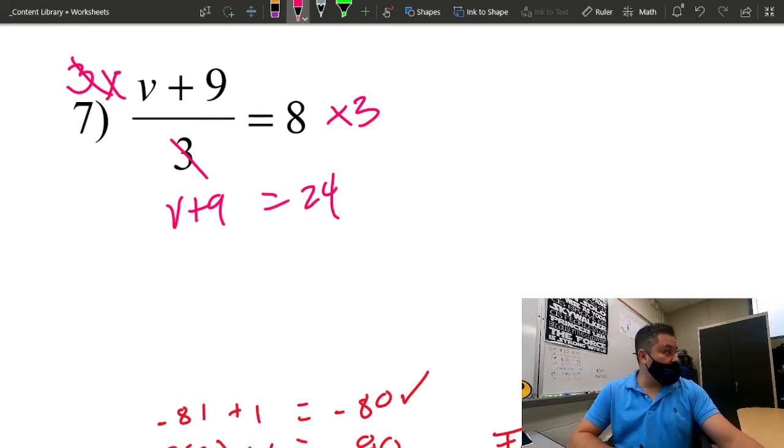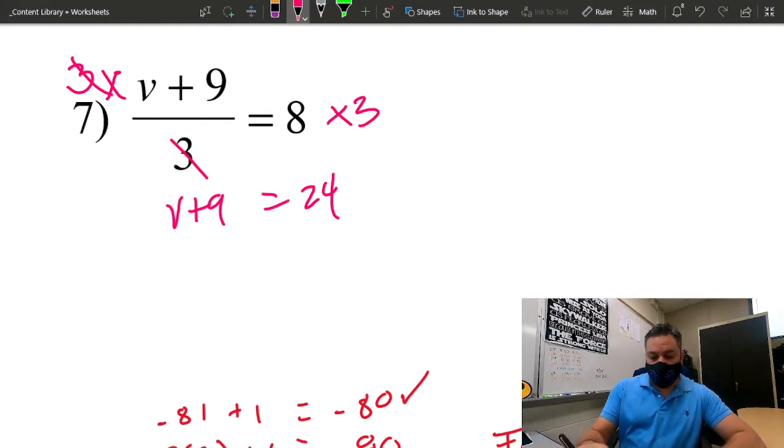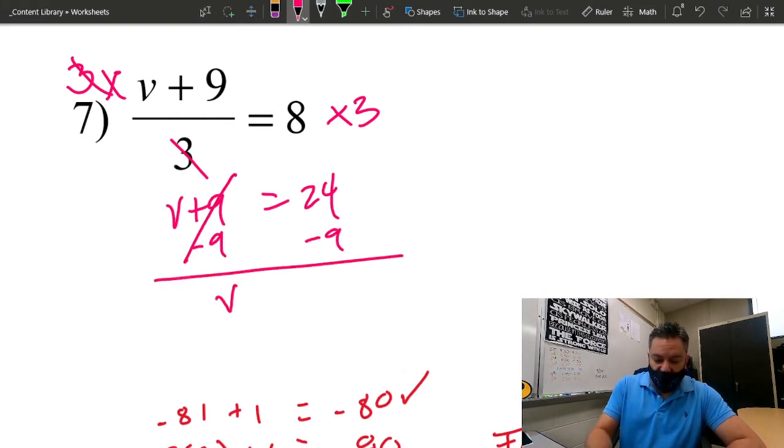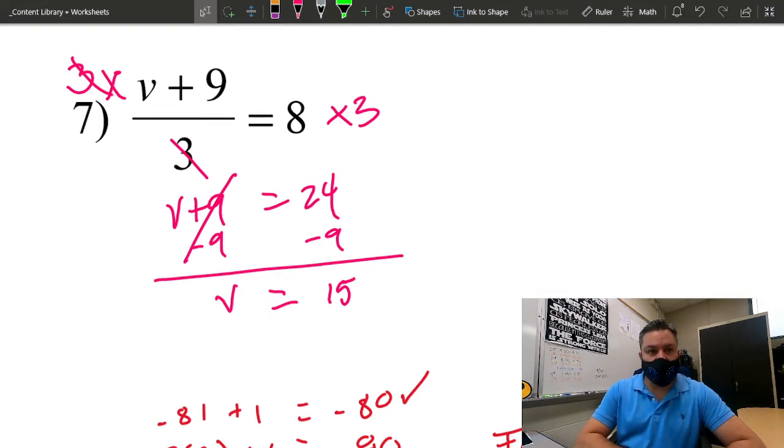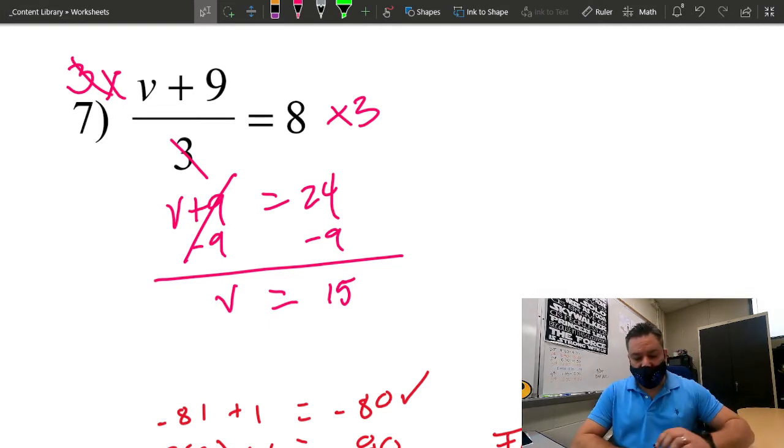So far, so good? Yes. All right. Now, we have v plus 9. What is the next step? Subtract. Subtract how much? 9, right? What I do to one side. Yes, very good. So v equals, what's 24 minus 9? This is a regular subtraction, right? 24 minus 9. 15, right? 15, yeah. That's my final answer.